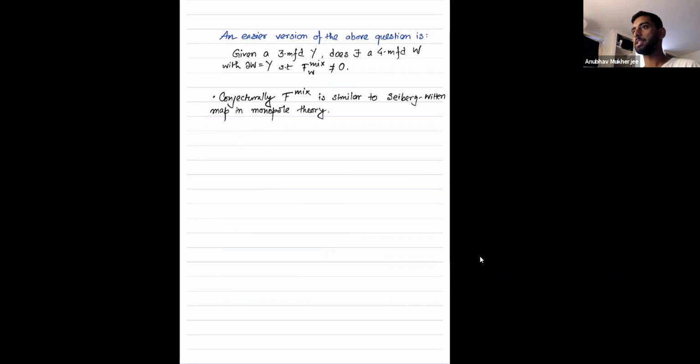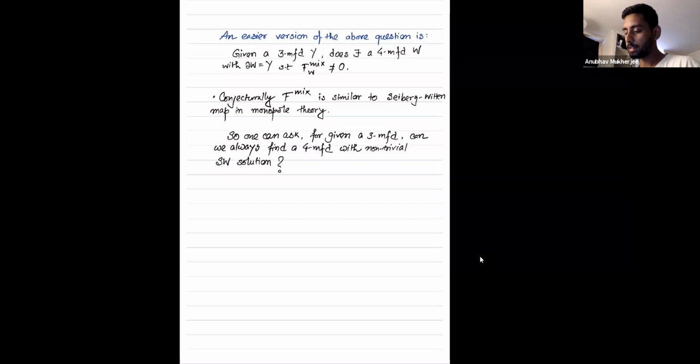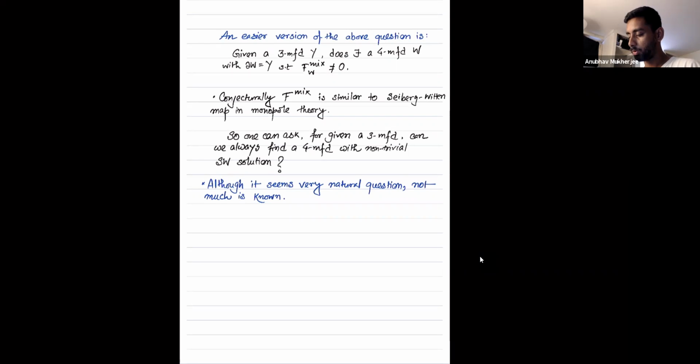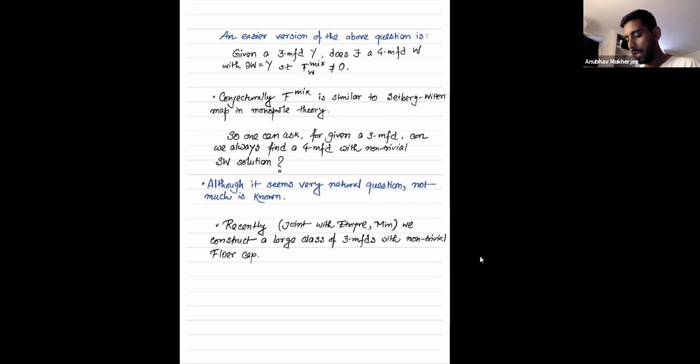Conjecturally, this mixed map is the same as the Seiberg-Witten map in monopole theory. So one can ask the same question: for a given three-manifold, can you always find a four-manifold with a non-trivial Seiberg-Witten solution or not? Such a thing we call a Floer cap, although I don't know whether it's ever been used before. All that seems like a very natural question, but not much is known about this direction. And very recently, in joint work with Etnyre and Min, we have constructed a large class of three-manifolds which has this non-trivial Floer cap.